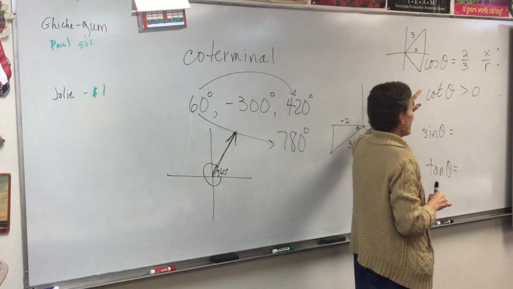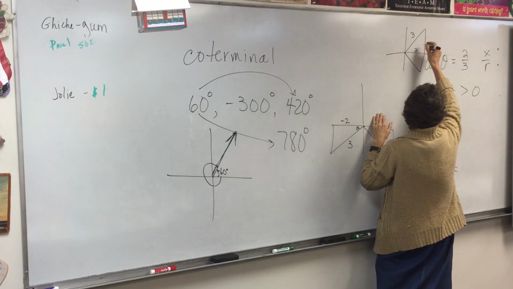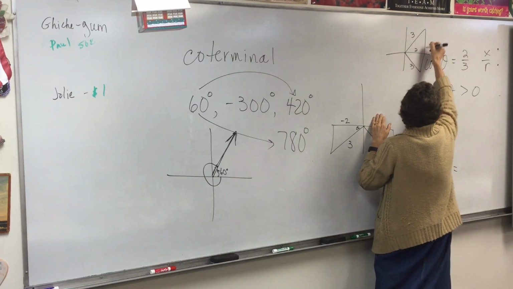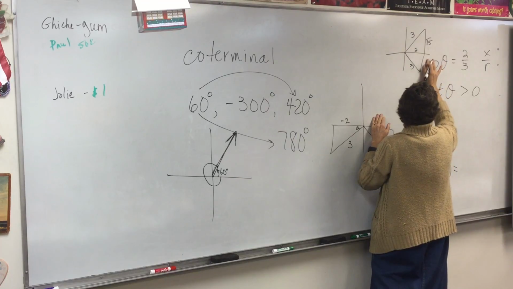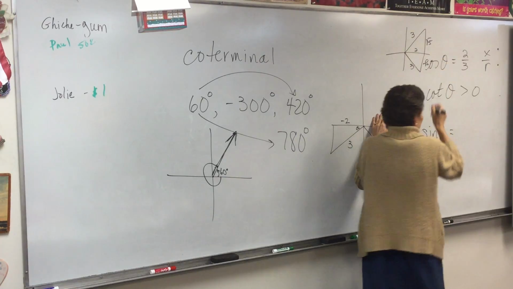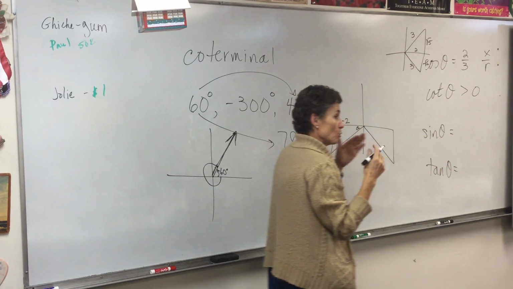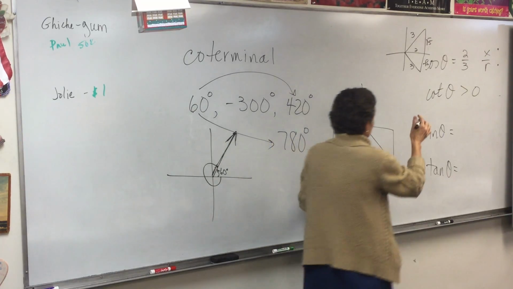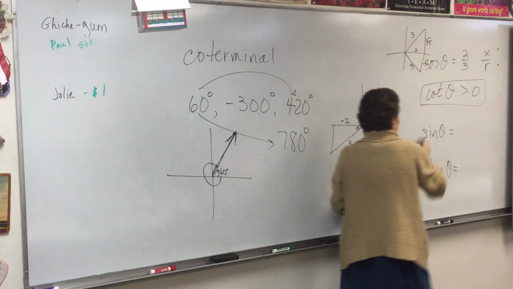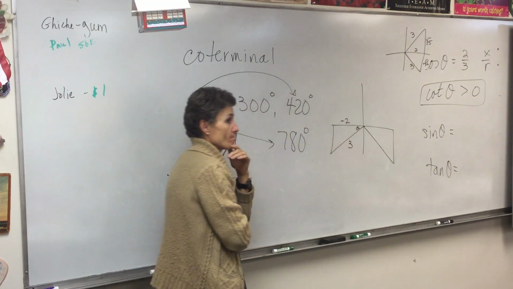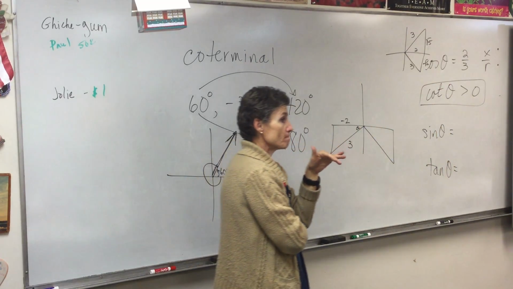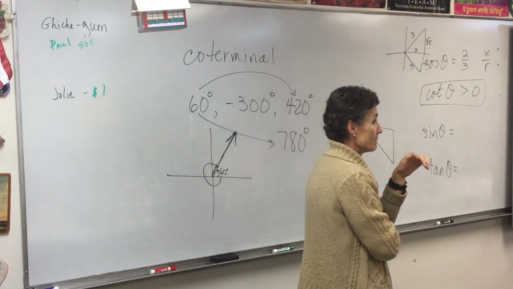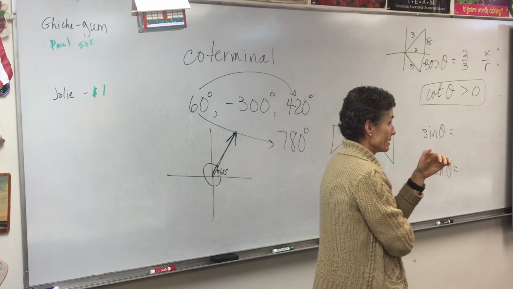Now that could be problematic because in the top triangle, this is positive √5. Here, it will be negative √5. All right, I need to know which one it is. Could be either one. What does this tell me? What's greater than 0 mean? Positive. It means cotangent is positive.